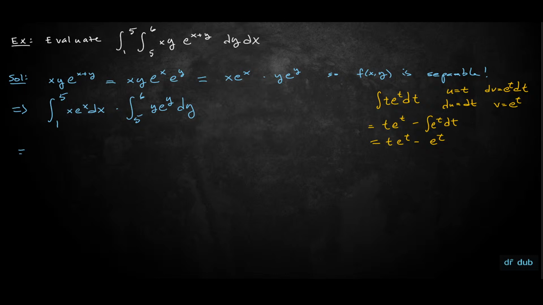So this is going to equal x e to the x minus e to the x from x equals 1 to x equals 5, times y e to the y minus e to the y from y equals 5 to y equals 6. So that was nice in that both integrands were exactly the same function. So we could just do the antiderivative once and then plug in different bounds.